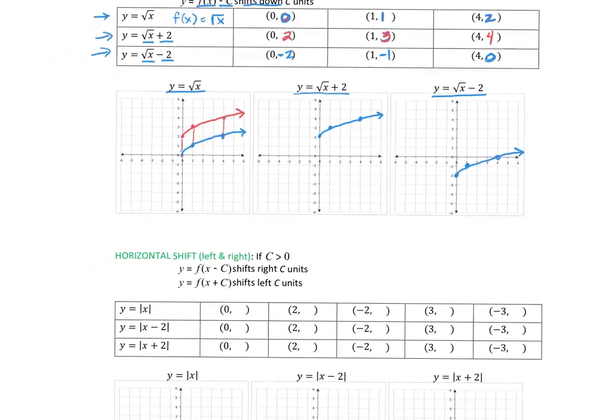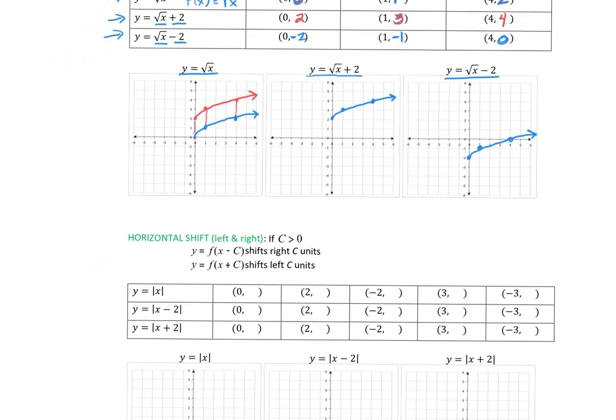So let's go back to our y is equal to the square root of x. If I simply go down 2 units from each of these points, down, down, down, I get my vertical shift down. Let's move on to a horizontal shift.